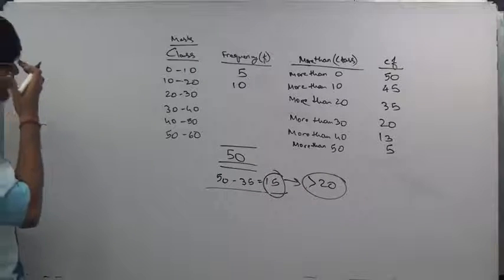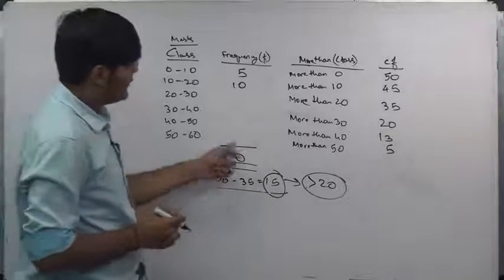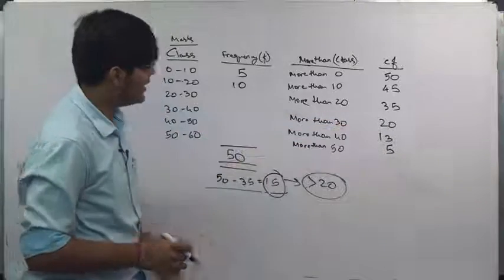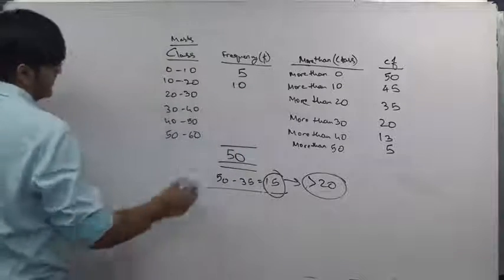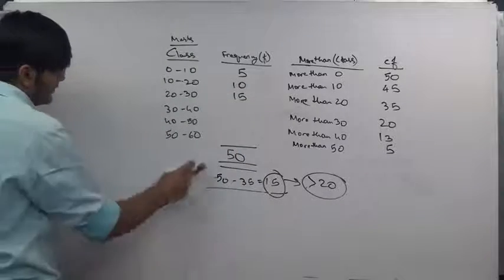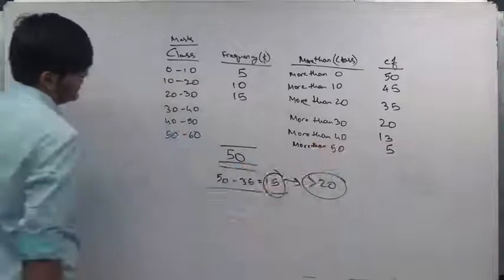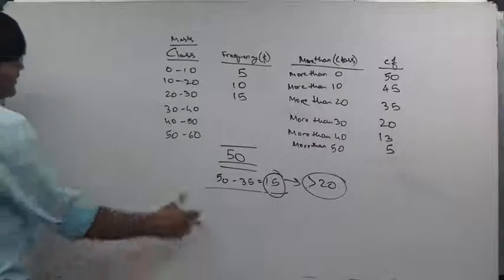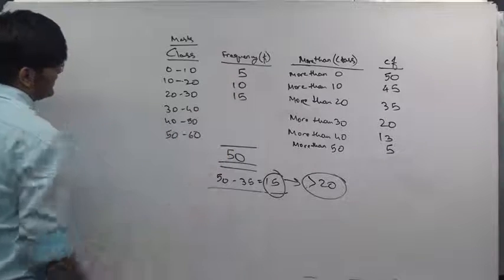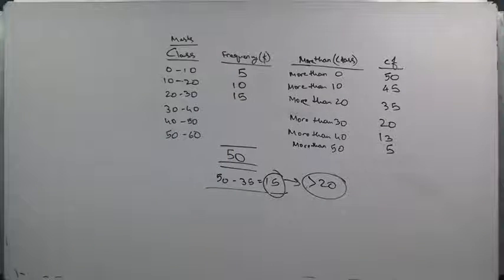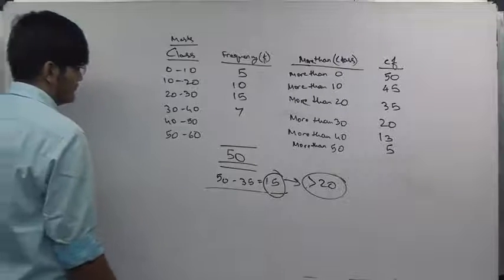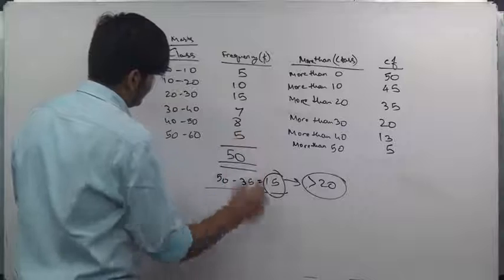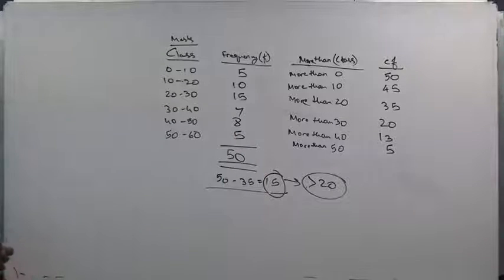Like that we'll do. 50 minus 20 gives us 30. 30 minus 10 minus 5 gives us 15. Then 50 minus 13 gives us 37. Minus 15 minus 10 minus 5, 7. Then 8, then 5. Cross check.